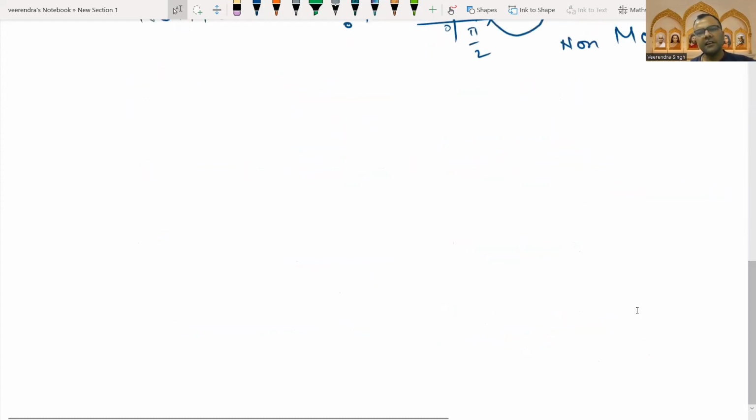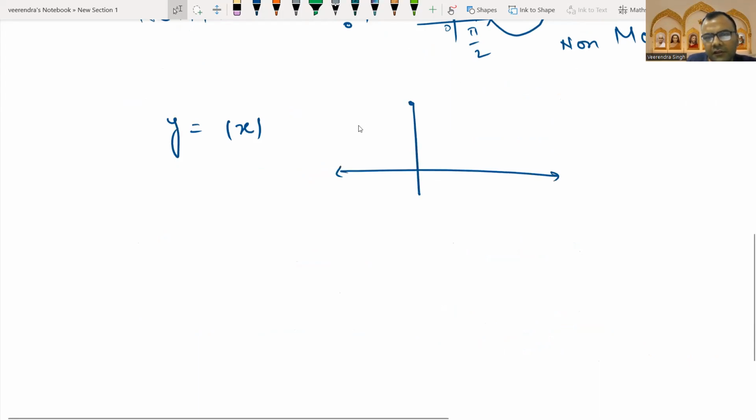Next, if I take the graph for y equals mod x, the graph of y equals mod x is like this. So here it is decreasing, then increasing. So it is also non-monotonic. So for a function to be monotonic, it is very necessary that it should be either increasing or decreasing in its entire domain.